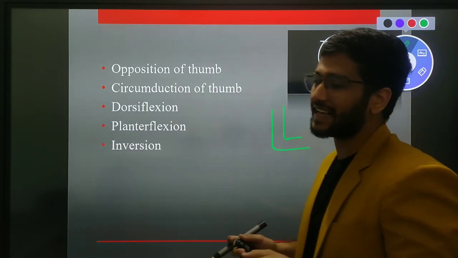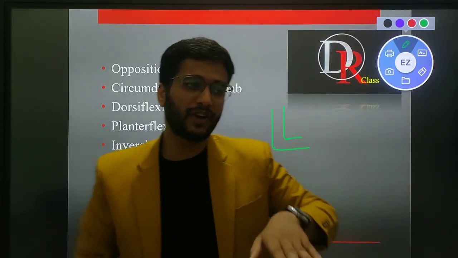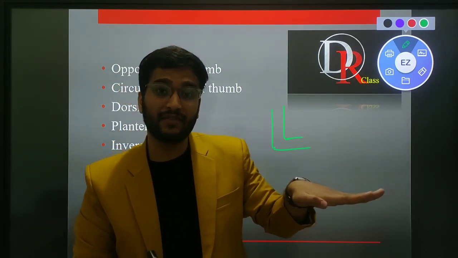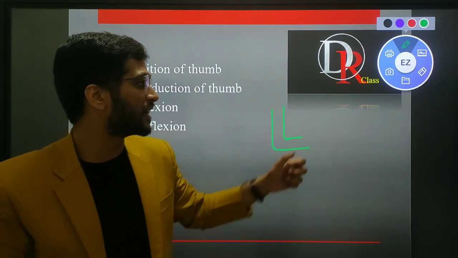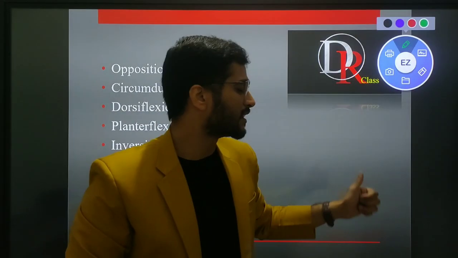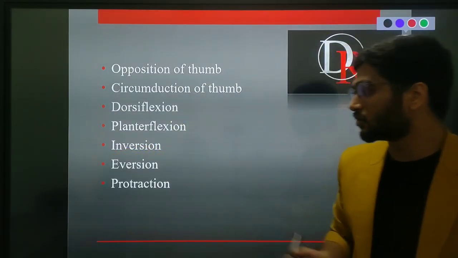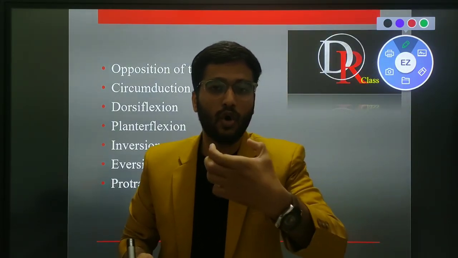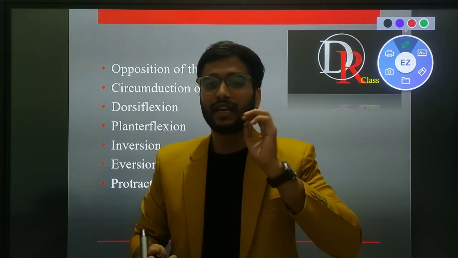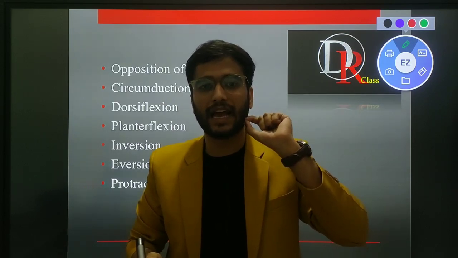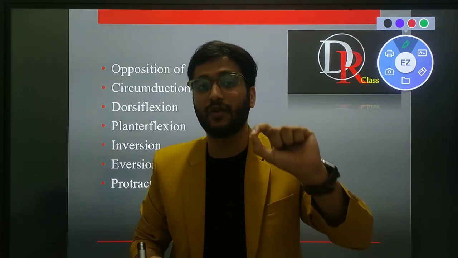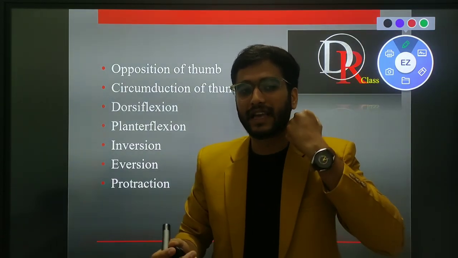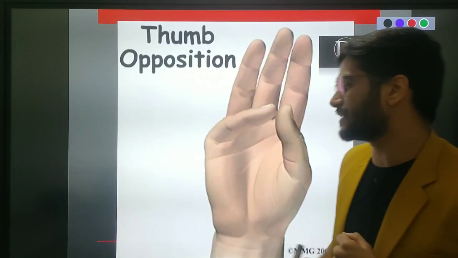The inversion and the eversion: what movement is this? If we turn the feet in an outward direction, that is known as eversion, and if we turn the feet in an inward direction, it is known as inversion. Let's look at protraction and retraction. If we protrude the jaw in a forward direction, moving the mandible anteriorly, that kind of movement is known as protraction. Pulling the mandible inside is known as retraction.